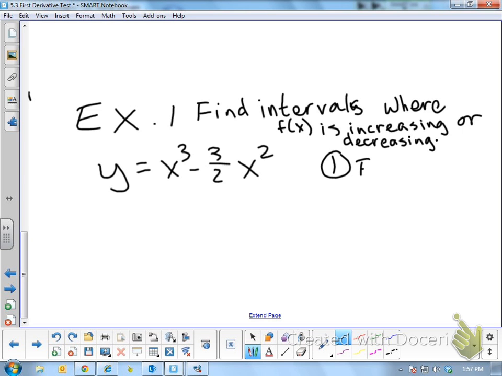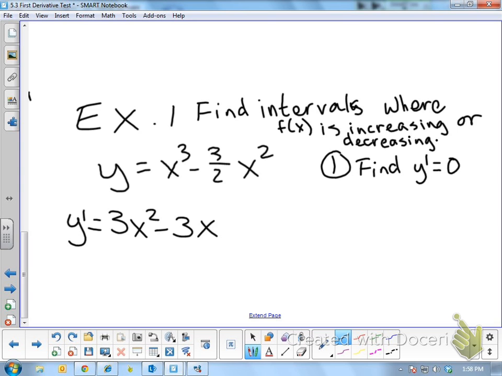So we want to find y prime and set it equal to 0. And same thing applies. We also want to check where it does not exist, because it's possible that we have a cusp where our derivative is going from negative to positive or positive to negative. So we want to find y prime, set it equal to 0. But we know, hey, we have a polynomial. Our polynomial is always continuous. There's no spots where it doesn't exist. And the derivative of a polynomial is still a polynomial. So we want to take this and set it equal to 0.